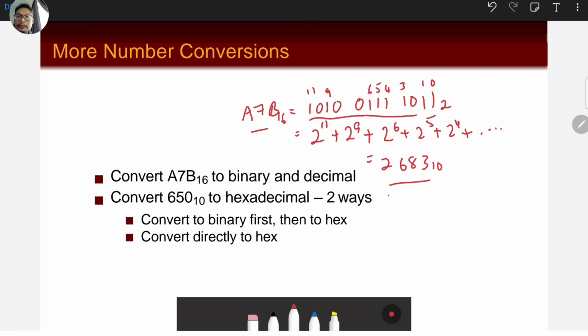Okay, so convert 650 base 10 to hexadecimal. There are two ways. If you have 650 base 10, how to convert to base 2? Remember we do a repeated division, 650 divided by 2 and so on, and we get some binary. Once we have the binary, we can use this method to break up the binary into groups of 4 each and get the hex. But there is a simpler way where we can convert the 650 base 10 directly to hex. So let's have a look.